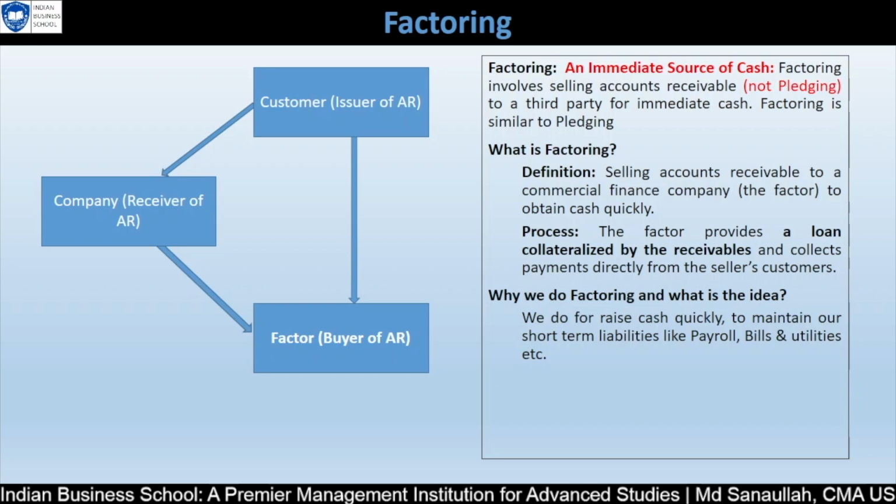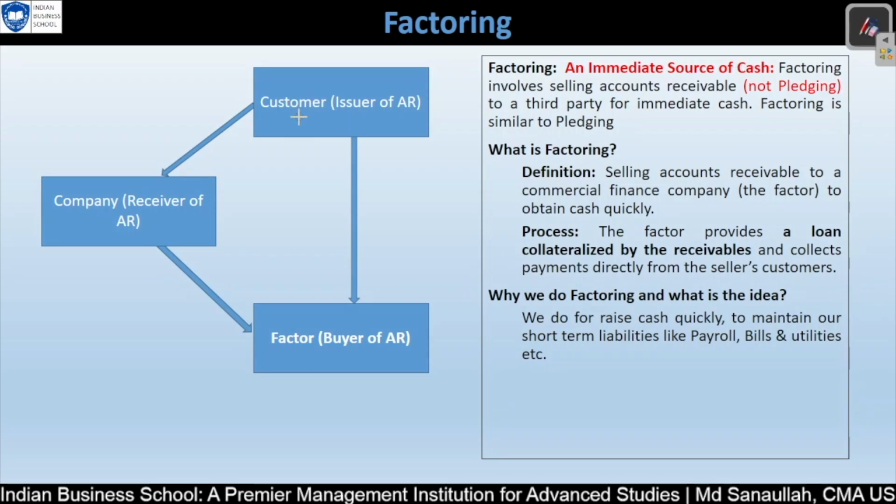What is factoring? By definition, it is selling accounts receivable to a commercial finance company, the factor, to obtain cash quickly. This is the main intention. Process: the factor provides a loan collateralized by receivables. So he is giving you cash, and in return he gets the collateralized receivable and collects the payment directly from the customer. What they are trying to say is, when you sold your account receivable, your customer will not pay you, they will pay your buyer directly.